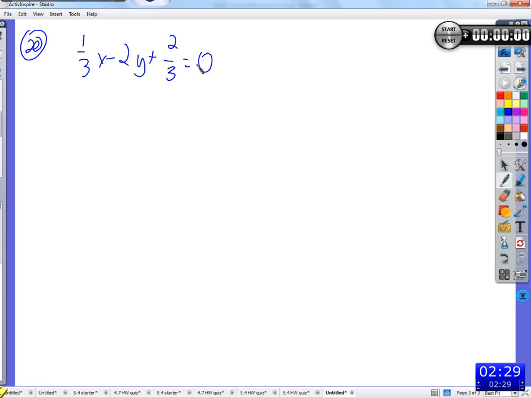So we want to write this in slope-intercept form. How do we know that an equation is in slope-intercept form? y equals mx plus b, so we get y by itself. That's the easiest way we can say it. One little thing at a time, now we're going to get y by itself. Subtract 2/3. So 1/3 x minus 2y. If we subtract 2/3 from 2/3, we get 0, and 0 minus 2/3 is negative 2/3.